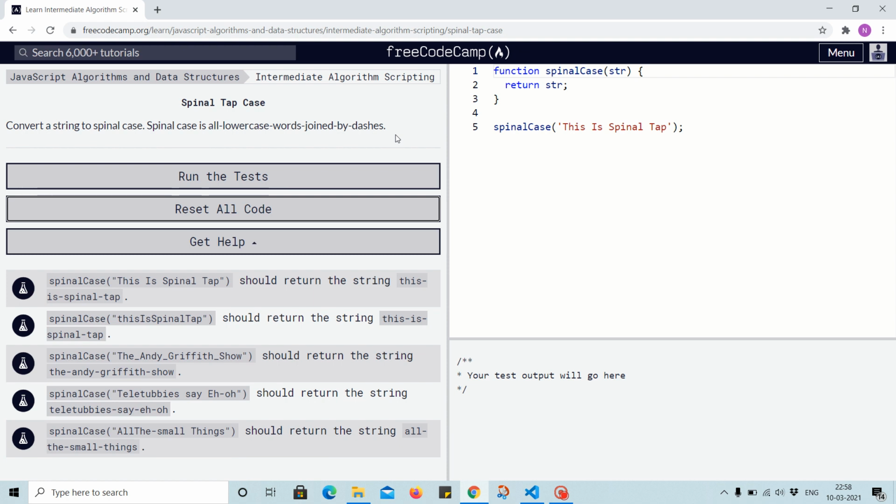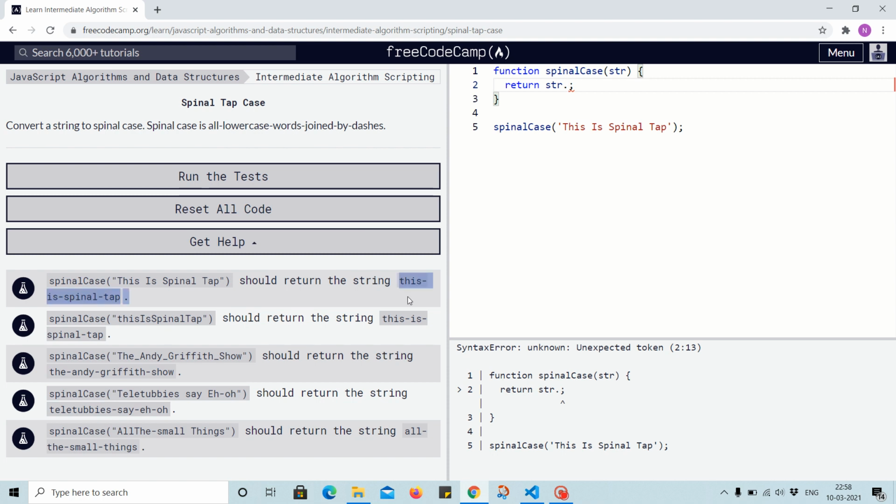Spinal case is the problem. Convert a string to spinal case. A spinal case is all lowercase words joined by dashes. For example, here this sentence contains several spaces. Instead of spaces, we have to have dashes between them, and all the words should be in lowercase.